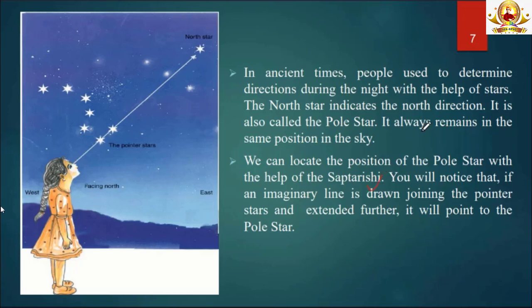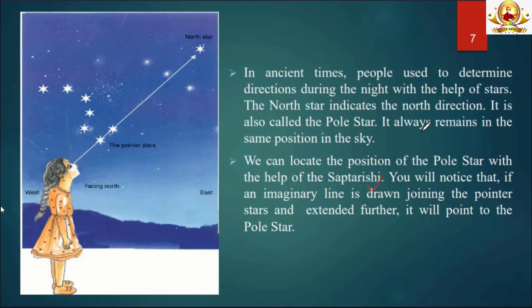Because in ancient times, how were we going to find where is the north? People didn't have the magnetic compass. They could not find the location. How would they travel? If they know the north, they can know south, east, and west. So with the help of the pole star, they used to find the direction.